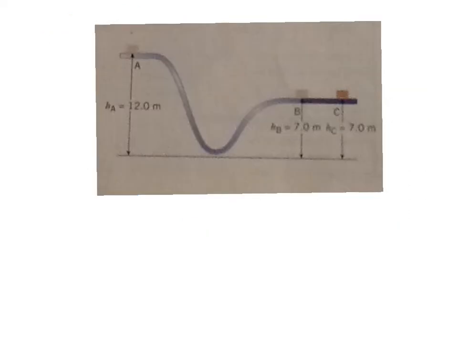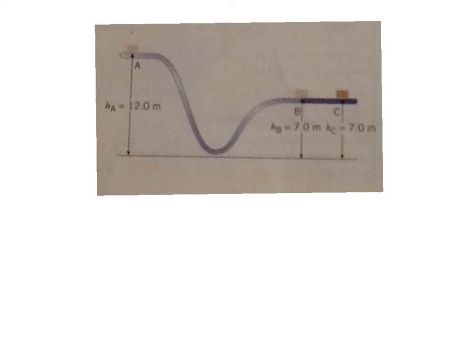If we take a look at this diagram here, we can see what the problem was trying to illustrate in its words. So first we have point A over here, and the height is 12.0 meters. And then the path of the block is going to slide down to point B over here, and you can see that the height here is 7.0 meters. And then it goes across a horizontal surface, which is right here, from point B to point C. And the height stays at 7.0 meters because it is horizontal, so the height is not changing.